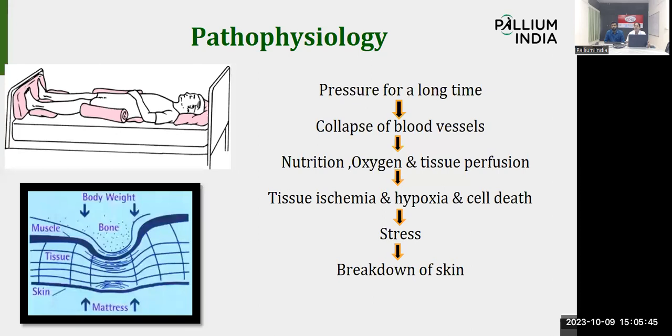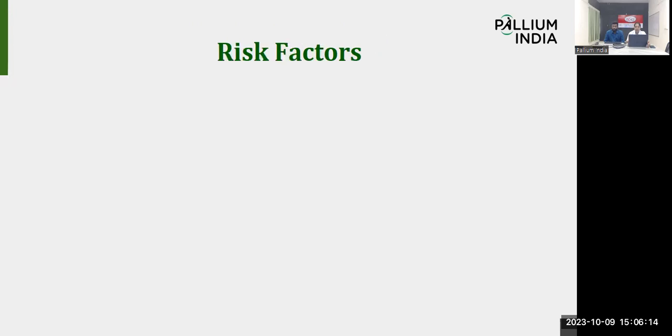Because of oxygen deficiency, tissue perfusion will be impaired. So because of altered circulation and deficit of oxygen in that area, there will be tissue ischemia or hypoxia, and because of absence of oxygen in the cell, there can be cell death, and that will lead to increased stress and breakdown of the skin. So this is the pathophysiology which leads to the pressure sore.